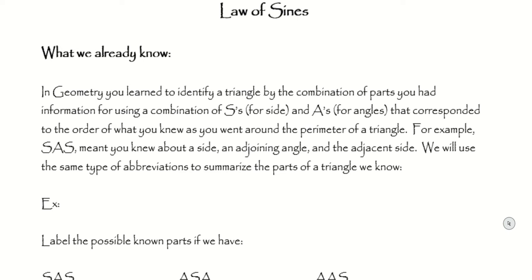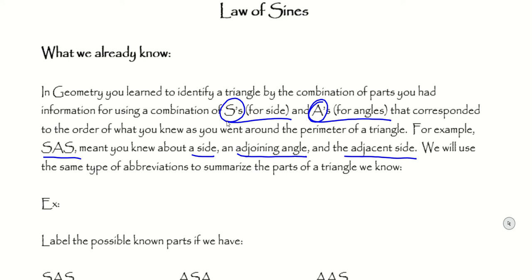So back in geometry, we learned that we could identify parts of a triangle using an S for a side and using an A for an angle. And we would list those in order of what we knew. So, for example, if we had SAS, we knew that we had information about a side of a triangle, an adjoining angle, an angle that butts up right next to that side, and then the adjacent side of that angle on the other side. So we had two sides and the angle in between.